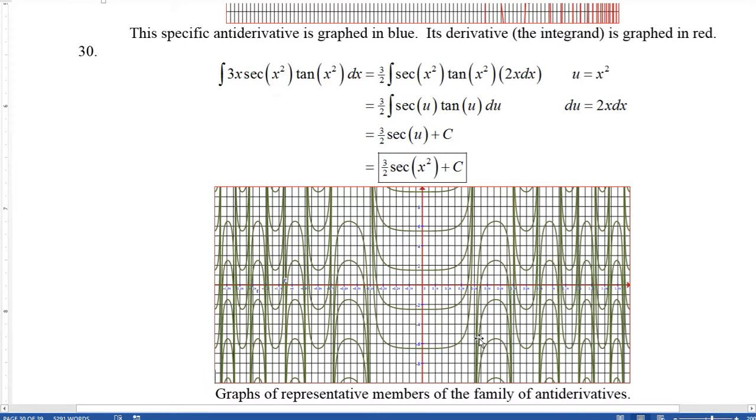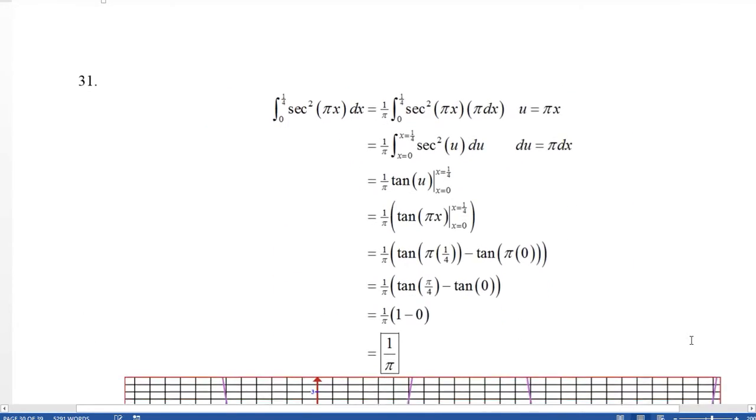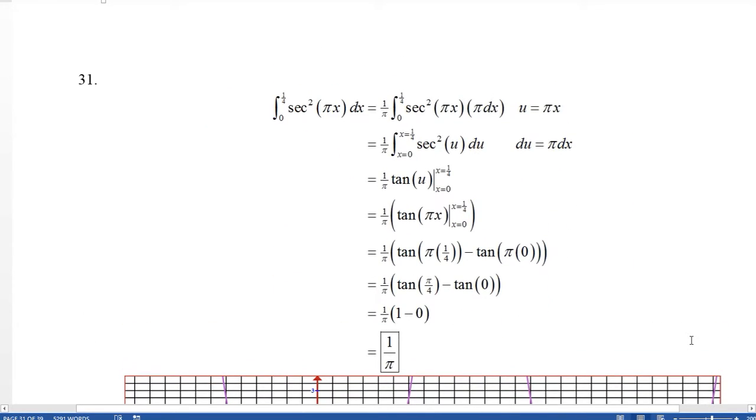This is some of them. So I've overlaid several of them, and notice they're just vertical shifts of each other. So we get a family of antiderivatives.